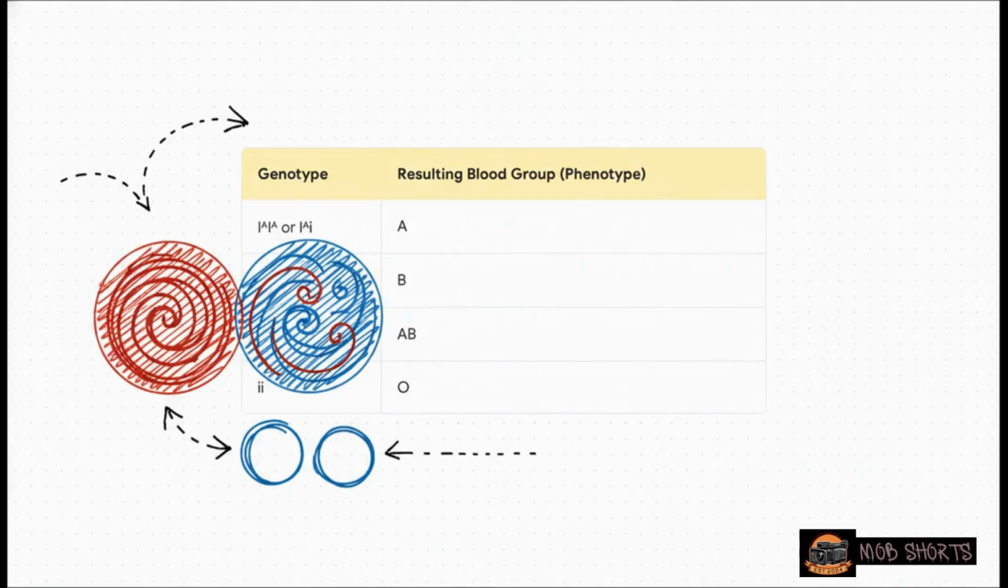So this table shows you all the possible combos. If you have an IA with a little i, you get blood type A, because the i is recessive, right? Same for IB and little i. You get blood type B. But check out that third line down. When you have the genotype IAIB, something special happens. Since they're codominant, neither one wins. Both are fully expressed, and that's how we get the unique AB blood group.